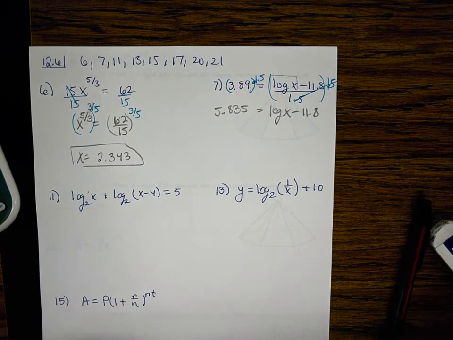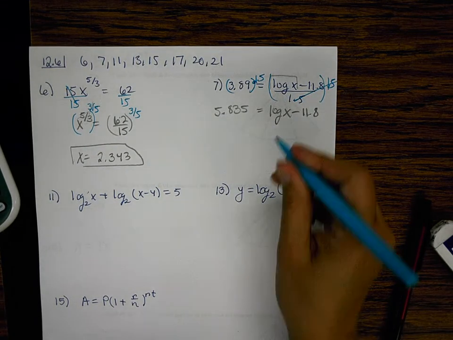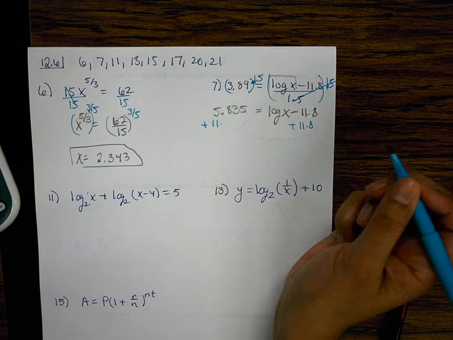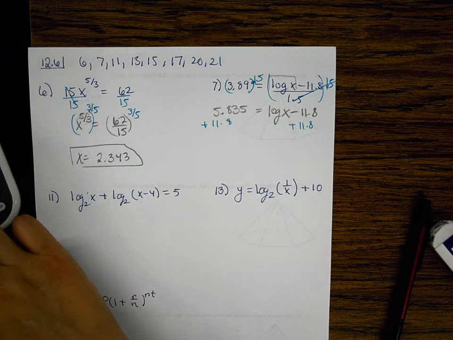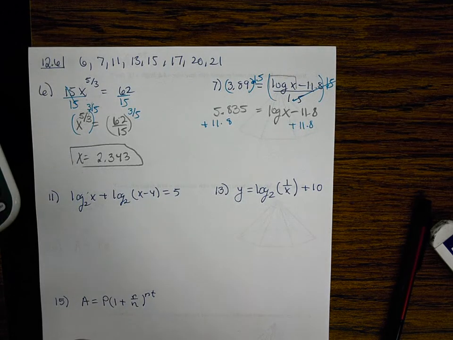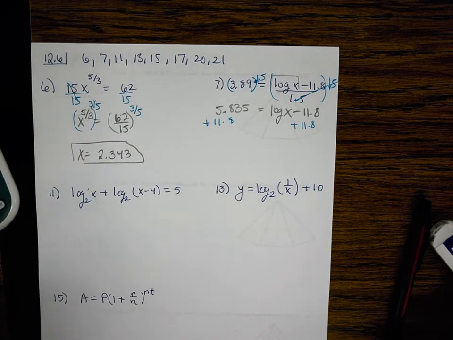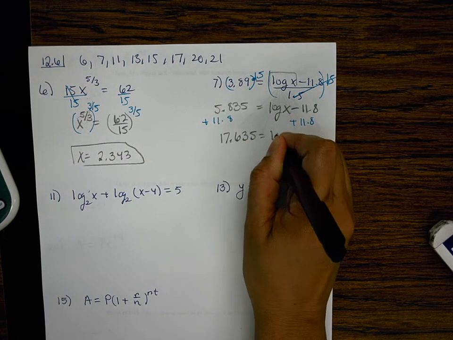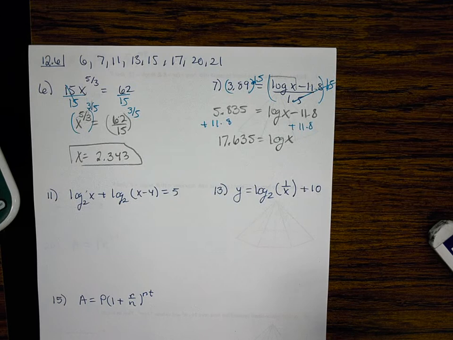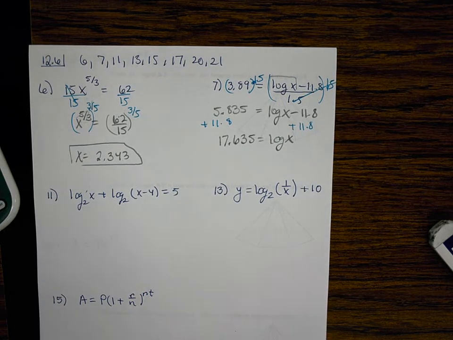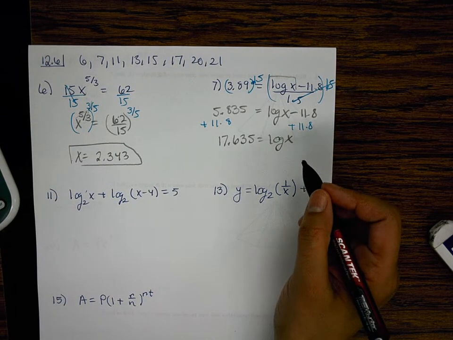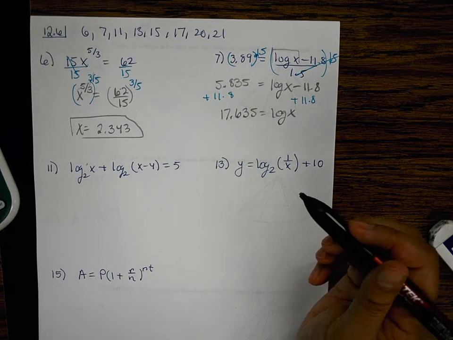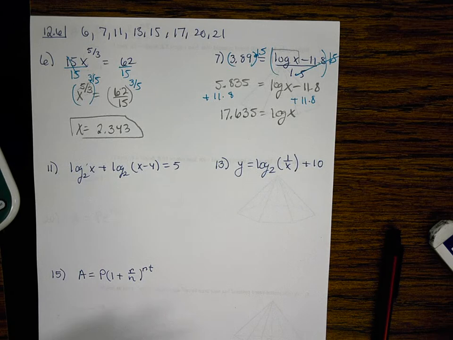And now I'm going to add 11.8. So you should still have that 5.835 in your calculator. Just put plus 11.8. That gives you 17.635. All right, now is it a drop the log or wraparound? There is not a log on both sides, so I can't drop the log. It is a wraparound. Remember, whether you drop the log or wrap around, the log is gone. So the log will be gone in the next step.